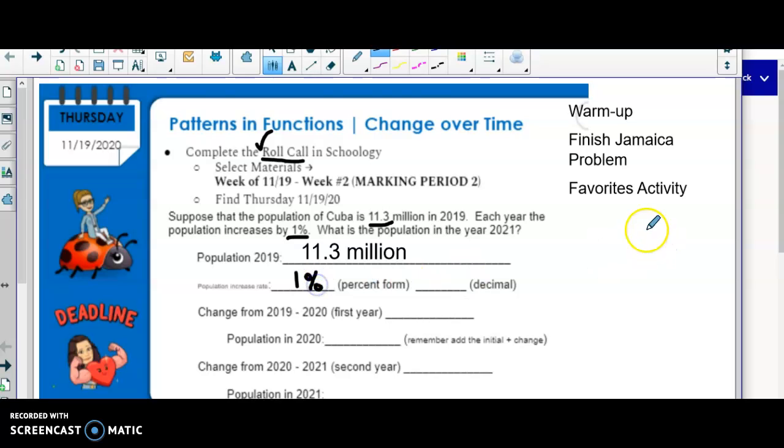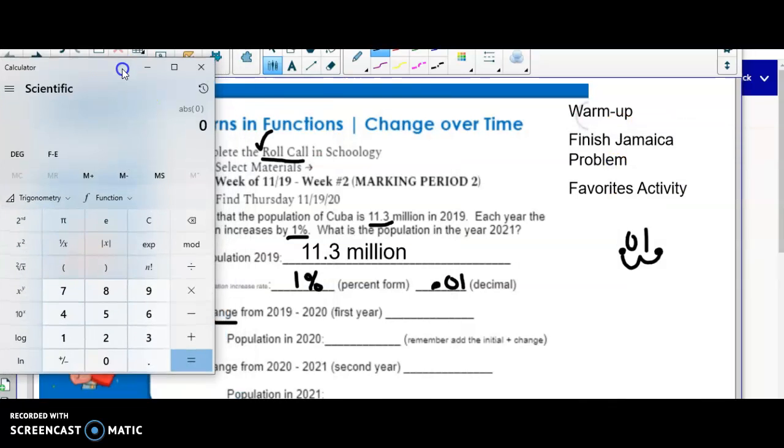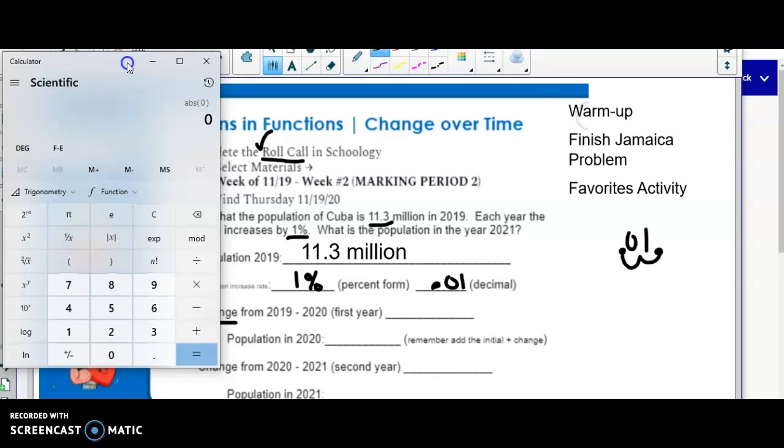When we take 1%, the decimal is after the 1, and we move it 2 places to the left, so our answer would be 0.01. When we go to do the change, that's where we use our decimal form and multiply. I don't have as nice a calculator as you do, but I have this one. So you have 11.3 multiplied by 0.01, and that's your change, 0.113.